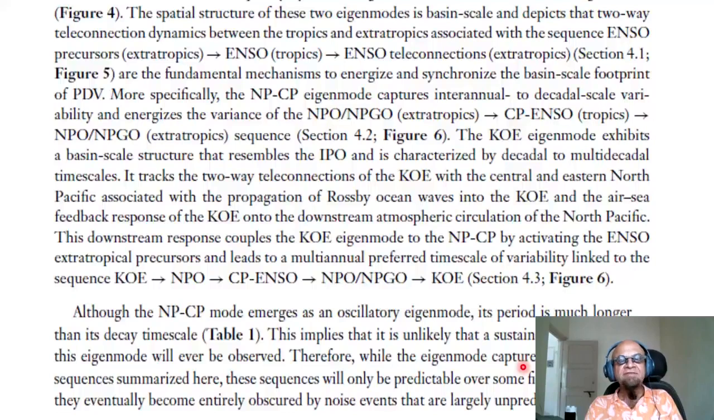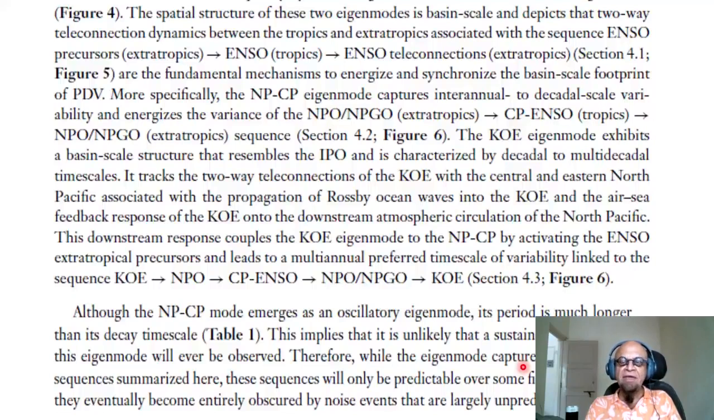Okay. More specifically, the NPCP eigenmode captures the interannual to decadal scale variability and energizes the variance of the NPO, NPGO in the extratropics to central Pacific ENSO in the tropics and back to NPO, NPGO in the extratropics, as we saw in figure 6 that you can go back and look at.